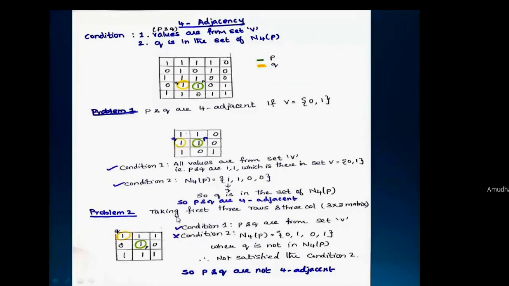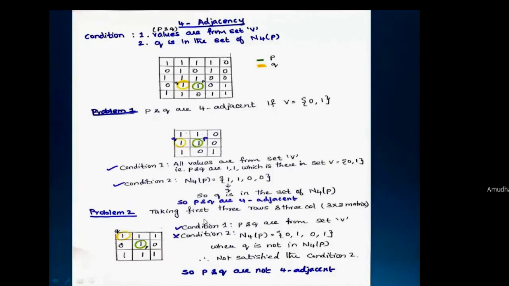Next problem. Take the first 3 rows and 3 columns, and consider that middle element as P. So I've rewritten it here. You can see this 1, 1, 1, 0, 1, 0, 1, 1, 1. Whichever pixel I'm considering as P, the surrounding pixels, the immediate pixel values, I have to write here. So this is P and I'm considering this as Q.